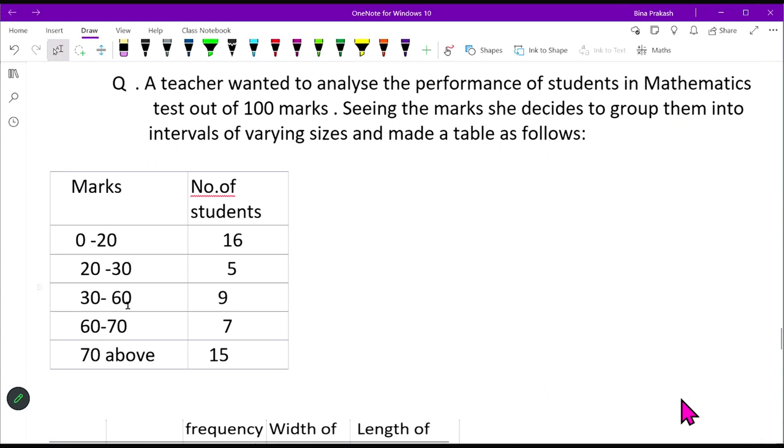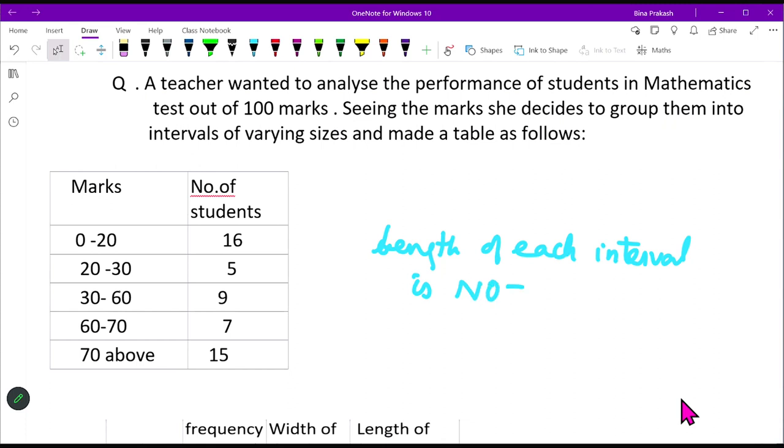So what we see here is that the lengths of the intervals are not the same. That's a very important condition that is required for making a histogram. So how do we handle this question?